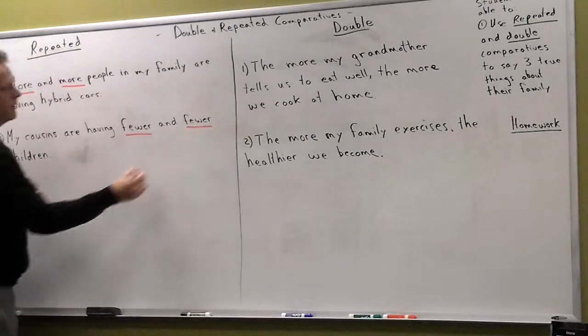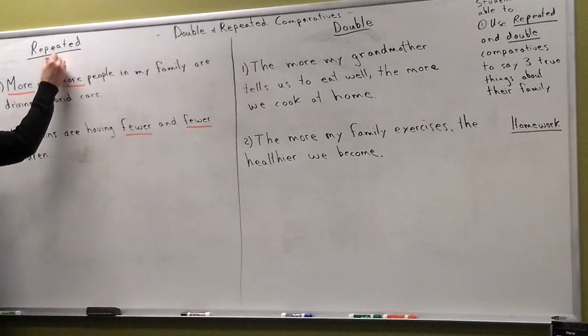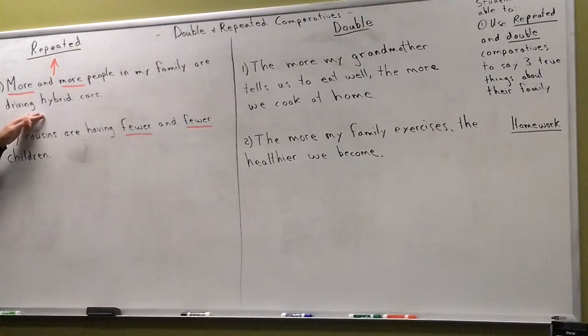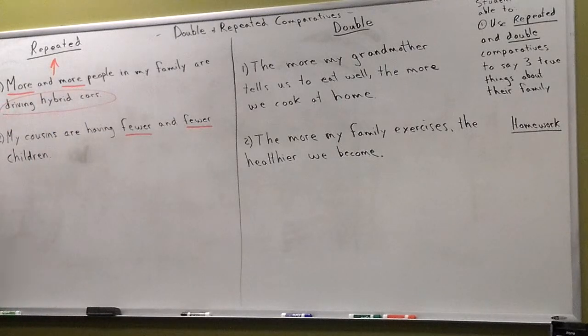Fewer and fewer. Can somebody, just looking at this, look at the first one. What do you guys think? How is this being used? Positive. It is positive. Let me ask you this. Is it showing an increase or a decrease? Increase. So more and more is showing an increase in what? What's increasing right here? Hybrid car. This is driving hybrid cars. The number of people in my family driving hybrid cars is going up. Does that make sense?